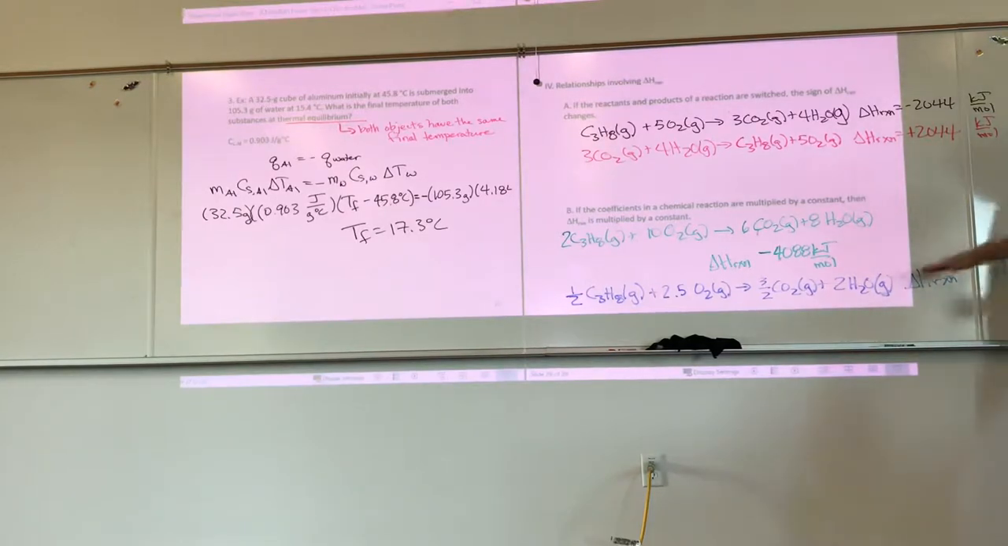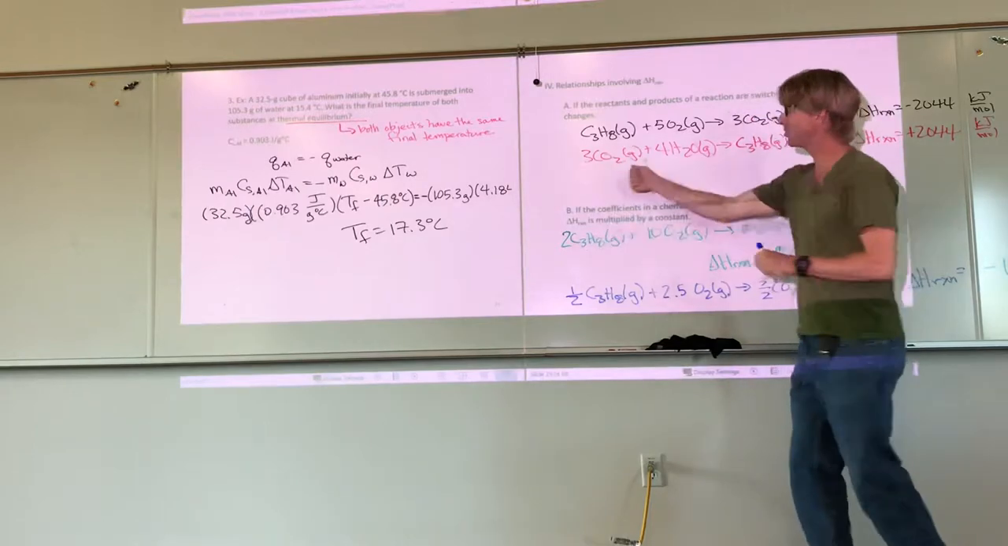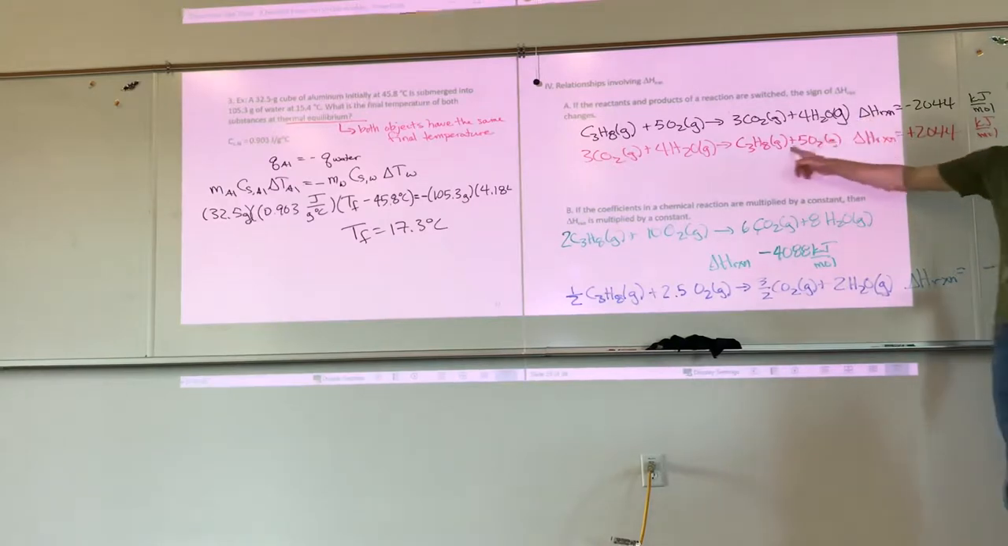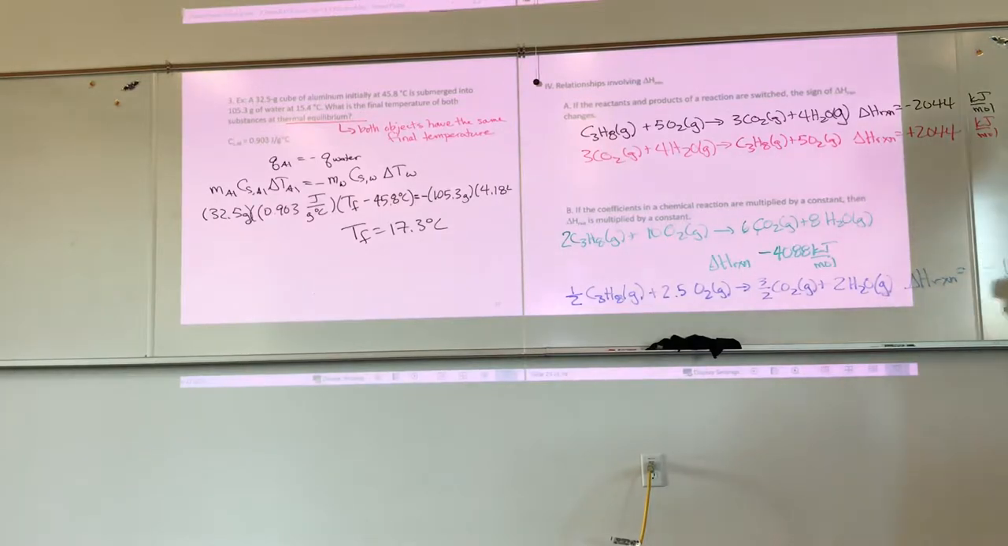The other thing is, you can see all of these reactions are related to each other. Every time the coefficient changes, every time you flip reactants and products, you get a different number here. They are all related. So if you get something and then get asked about something else, if anything changes, change it. So figure out how to find that.